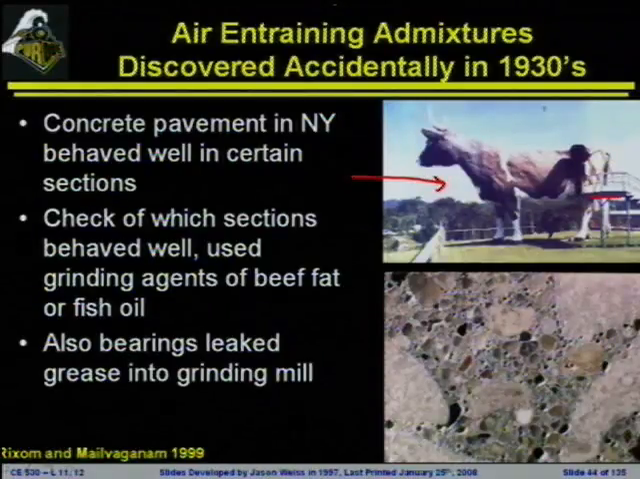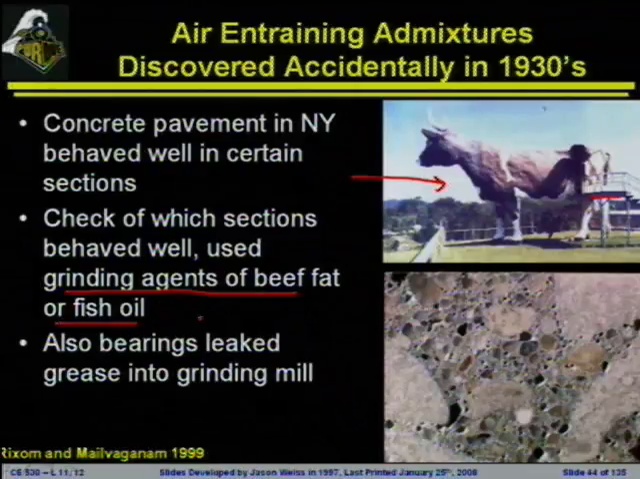At the time that this was being done, some of the producers were using things like beef fat and fish oil, throwing those in because they will help the grinding process. They were also having different plants that had leaks. So things like some of the hydraulic fluid or some of the grease from some of the bearings was leaking into the overall system. And there was a big belief that if they could get rid of these grinding aids, this would be the solution to the problem.